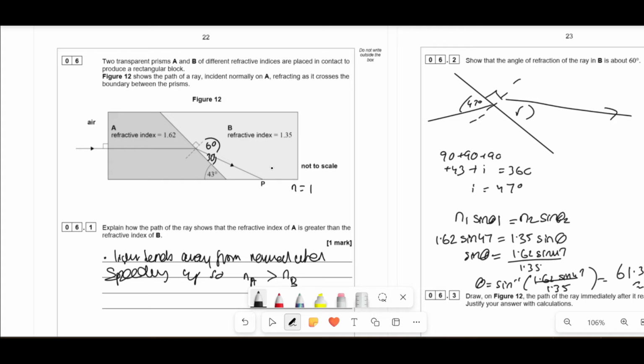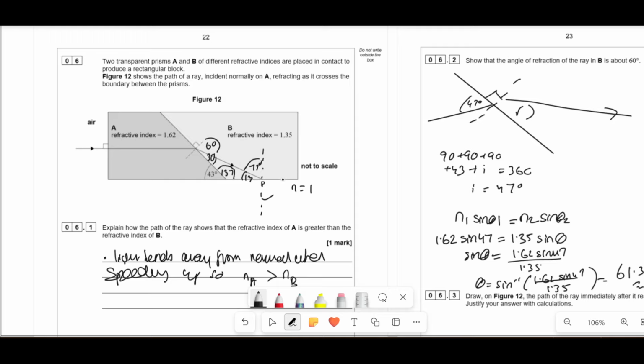If that's 30 degrees, we need to work out a new normal and the angles of incidence and refraction. The angle of incidence would be here, and its angle of refraction could be any angle from here to here. So this angle has to be 180 minus 43, which is 137. Then the other angle has to be 180 minus 137, which is 13 degrees. Remember this normal is 90, so that angle there is going to be 77.